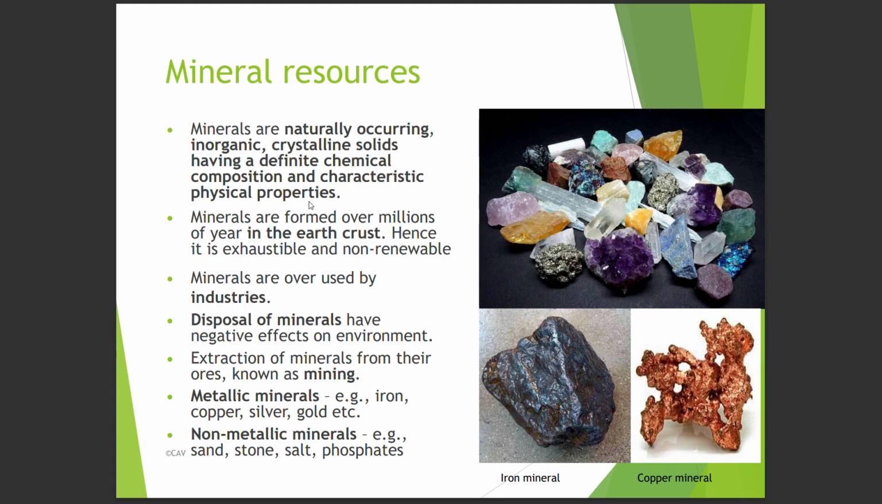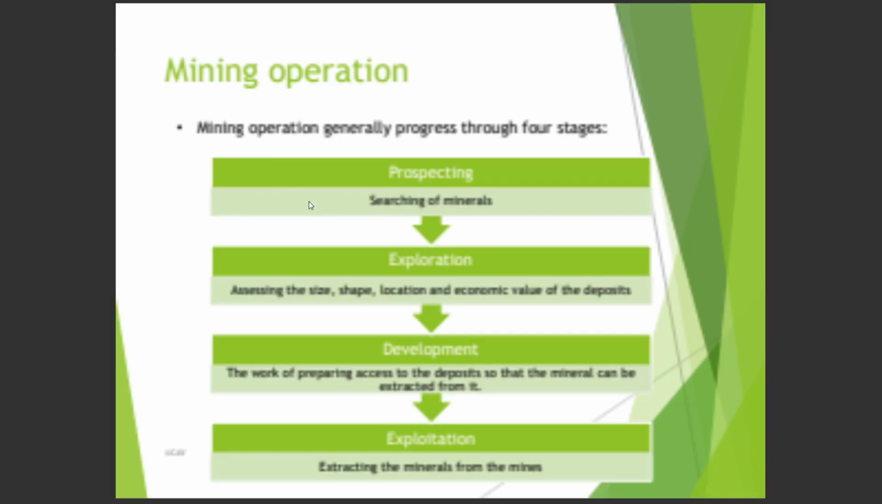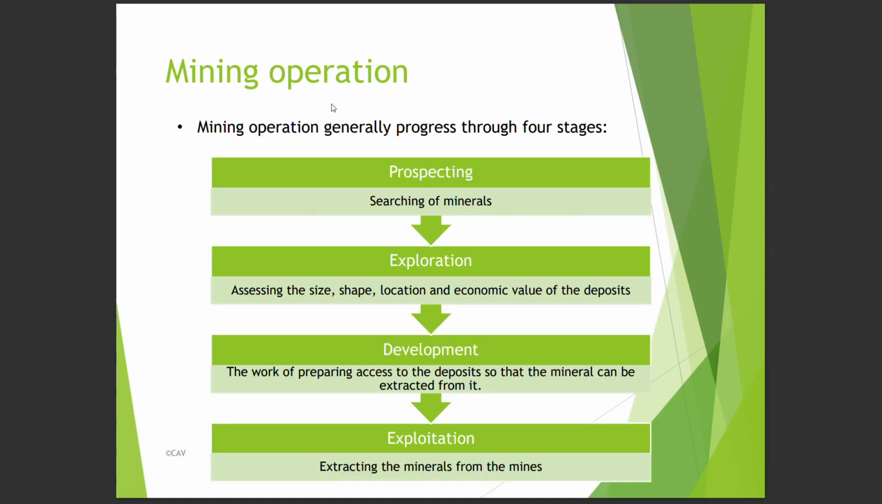One word questions can be asked, like what is mining? Extraction of minerals from their ore. Now, two types of minerals are there: metallic minerals, iron, copper, silver, gold, and non-metallic minerals, sand, stone, salt, phosphate. So how is mining operation? First is prospecting, searching of minerals, then exploration, assessing the size, shape, location and economic value of the deposit. Then development, the work of preparing access to the deposits so that the minerals can be extracted from it. Then exploitation, extracting the minerals from the mines.